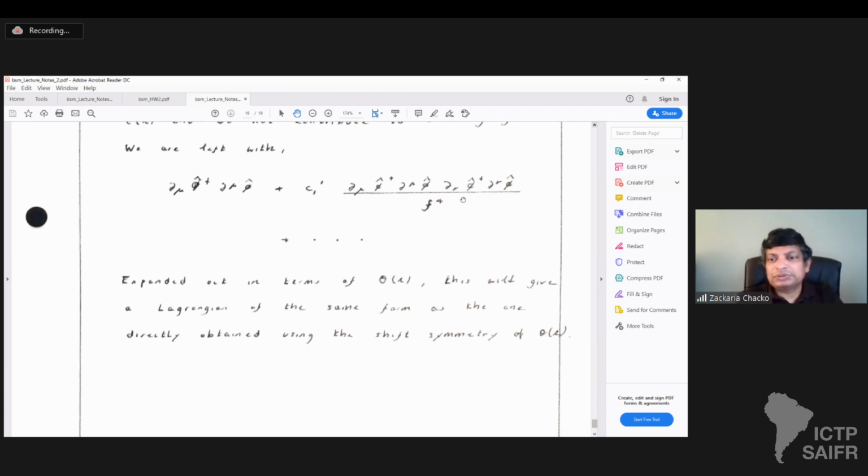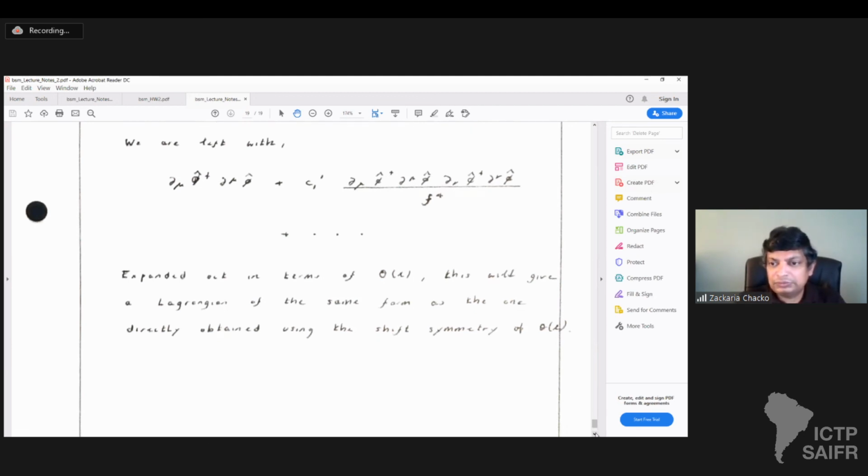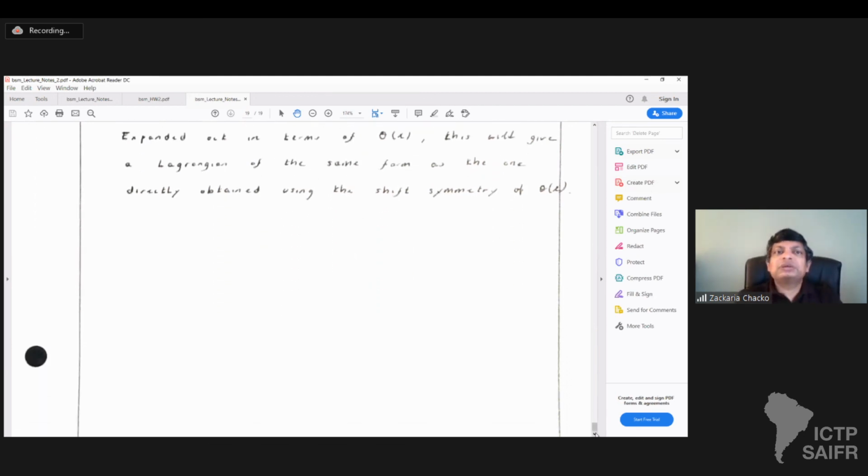So let me stop here and ask if there are any questions. I just see one question by Sudipta, and the question is, why is the radial mode heavy?